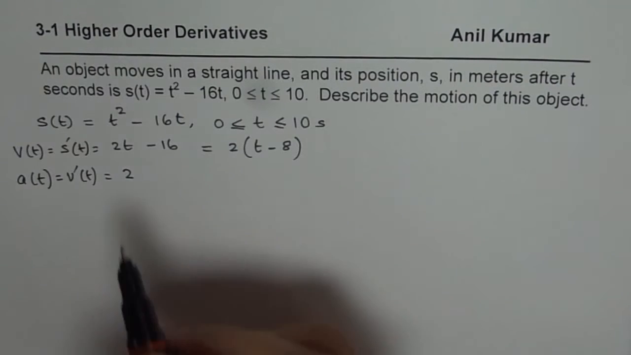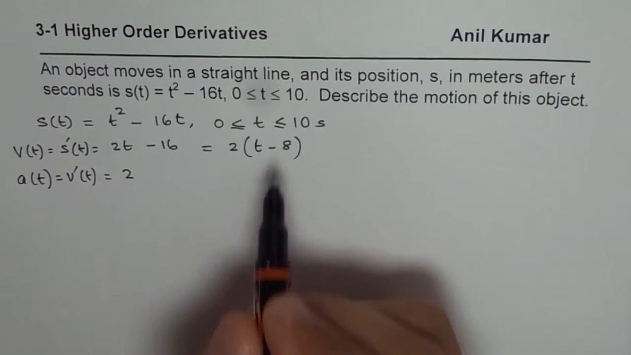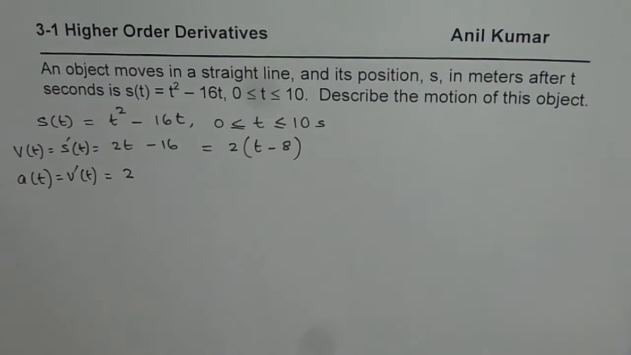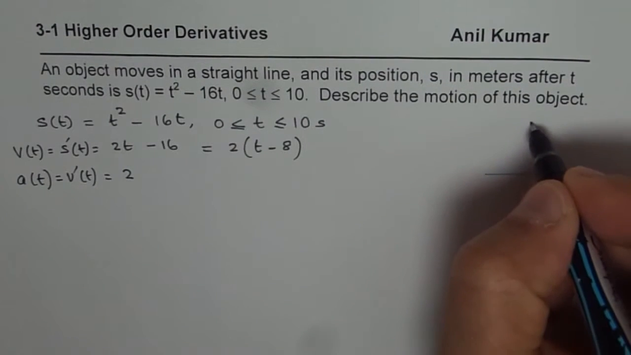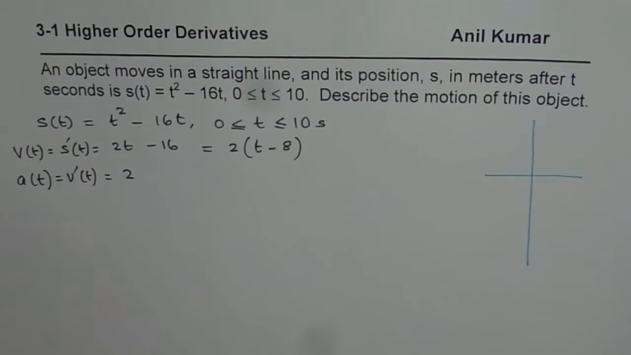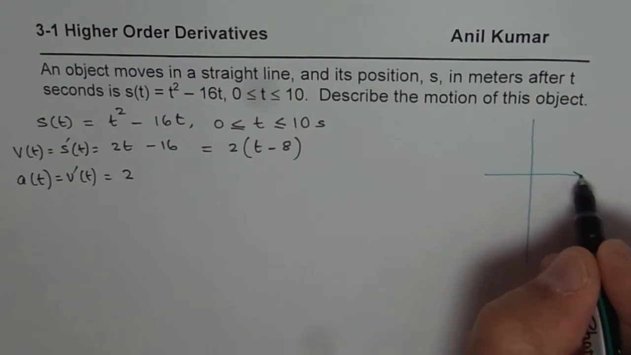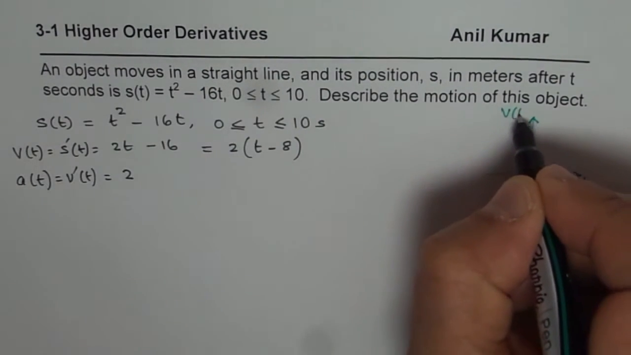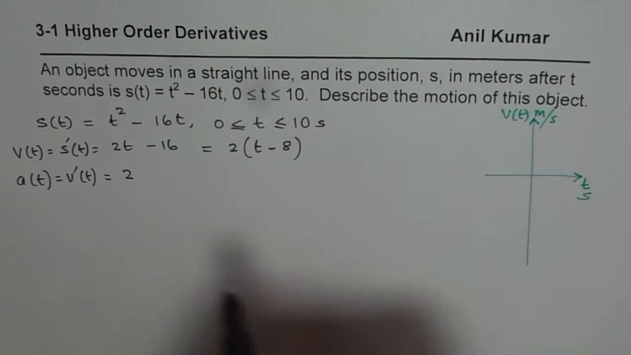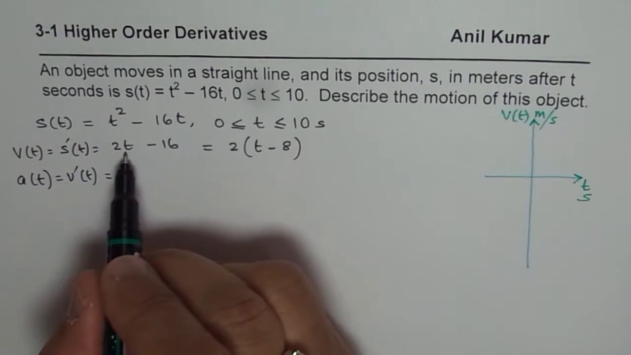Now velocity for us is 2 times t minus 8. So let me sketch a graph for velocity on the right side. These are all approximate graphs, but they will help you to understand the basic concept. So here we have 2 times t minus 16. Let us say this is the horizontal axis, time t in seconds, and we have velocity in meters per second. Now the velocity intercept is minus 16, slope is 2.